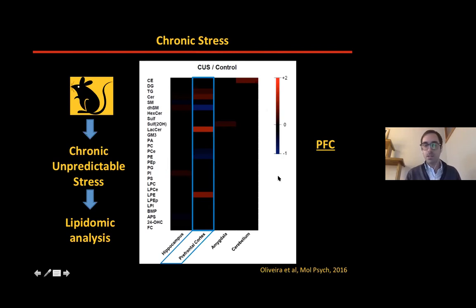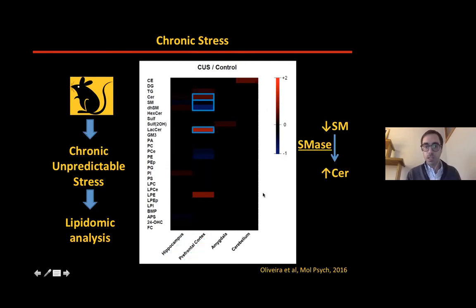Then at the level of the different lipids that are altered, among many changes that we saw, there were sphingolipid alterations, and from these we actually saw a decrease in sphingomyelin and an increase in ceramide. And there is actually an enzymatic reaction that connects these two, which is by a sphingomyelinase. It's one of the possibilities.